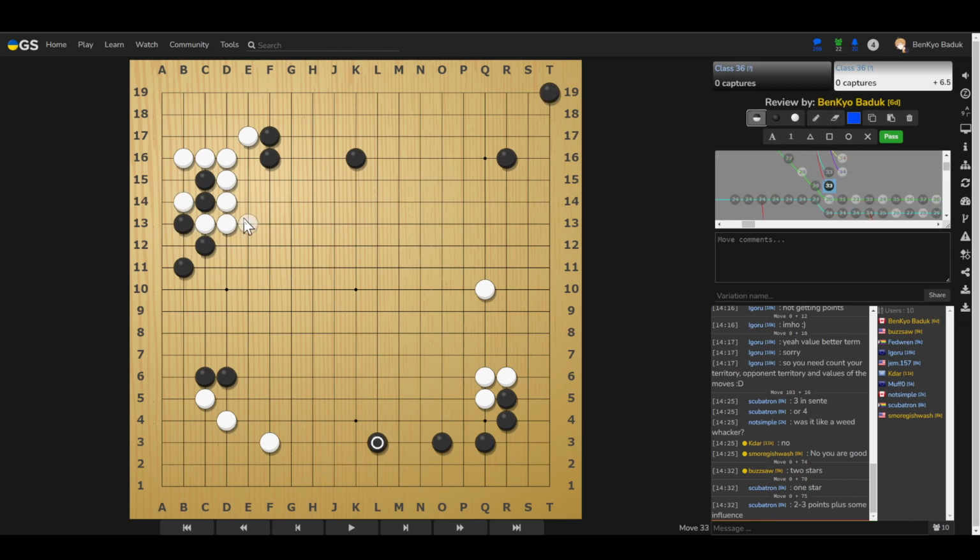Plus, we don't know if white's going to get this atari, because it's not actually sente. So realistically, this move is not actually 10. It's maximum 10, right? So it's probably more like 7 or 8 points. 7 or 8, I would say. Okay, let's keep looking.